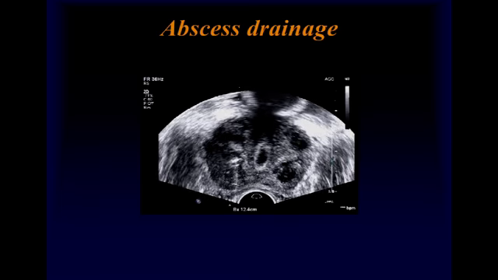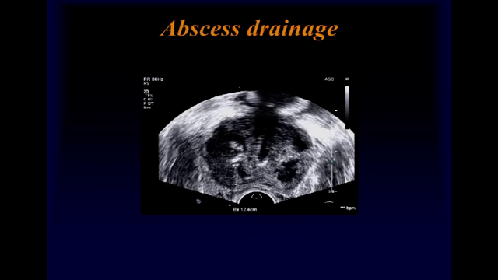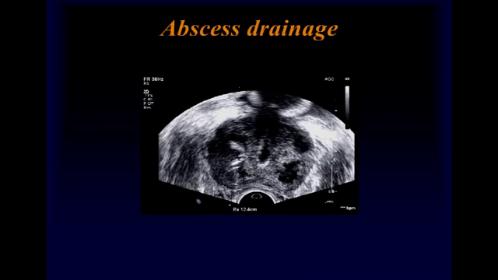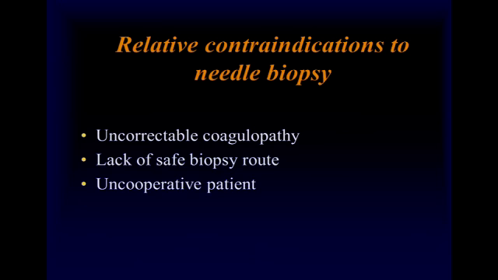Amongst drainage procedures, very often we have to drain prostatic abscesses. So here we are putting a larger bore needle, 16 gauge or 18 gauge, into a prostatic abscess and then aspirating the entire pus out.